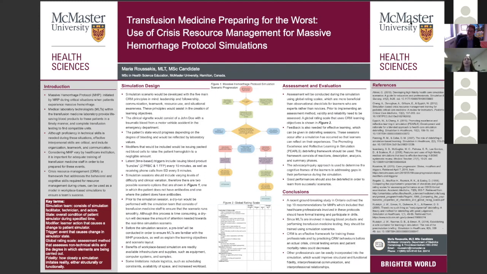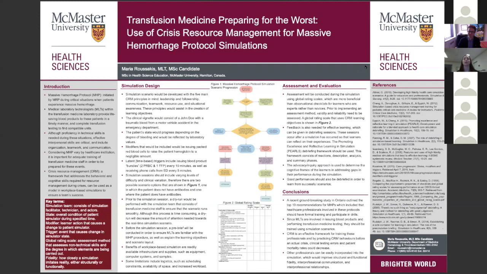So to begin with, a massive hemorrhage protocol is initiated by the most responsible physician whenever a patient is experiencing significant hemorrhage. Medical laboratory technologists that work within the transfusion medicine laboratory provide life-saving products as well as performing any transfusion testing for these patients. So it is important for these professionals in these crises to have effective interpersonal skills, and these include organization, teamwork, and communication. Adequate training must be provided in order for these professionals to be prepared for these events.